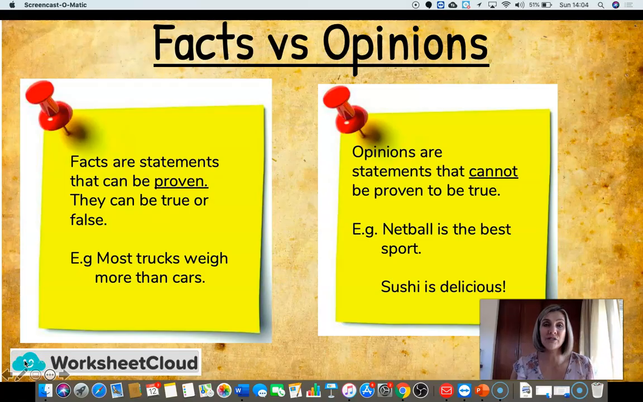Let's look at fact versus opinion. So facts are statements that can be proven. They can be true or false statements, but nonetheless they are true. Example, most trucks weigh more than cars. And then you've got opinions. They are statements that cannot be proven to be true. So they're really just your thoughts about something. For example, netball is the best sport and sushi is delicious. I put two of my favorites. My husband would definitely not agree that sushi is delicious because he doesn't like it. So do you see how that is an opinion as opposed to a fact?